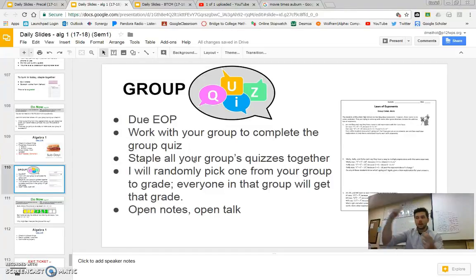I'm going to pick one random from that group. That'll be the one I grade. And everybody in that group will get that grade. Okay? Due at the end of the period. Work together. Staple your group's work together when you're done, because one of those will be for a grade. You may use your notes, what we just did. You can talk, you can look up videos. The rest of the time is yours. Get to it.